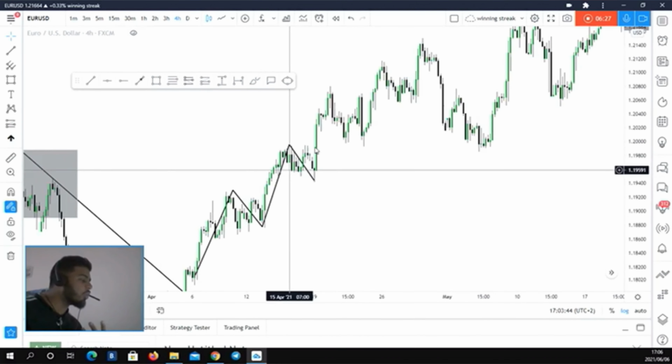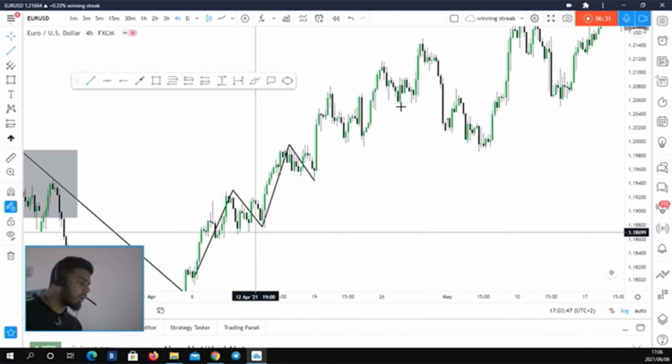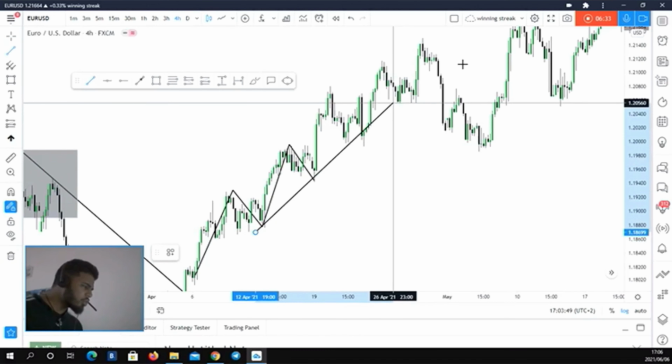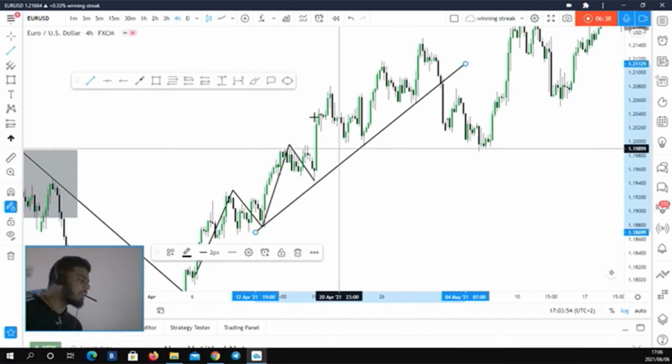The market went all the way higher. And now I can draw my trend line, however you want to draw your trend line, just to give me a direction when to buy. And the market came back down. This is where I'm going to take another buy.